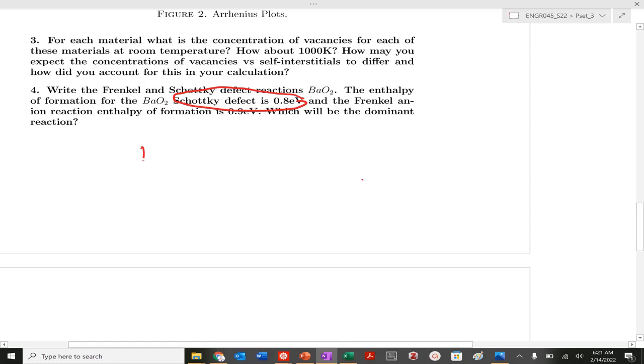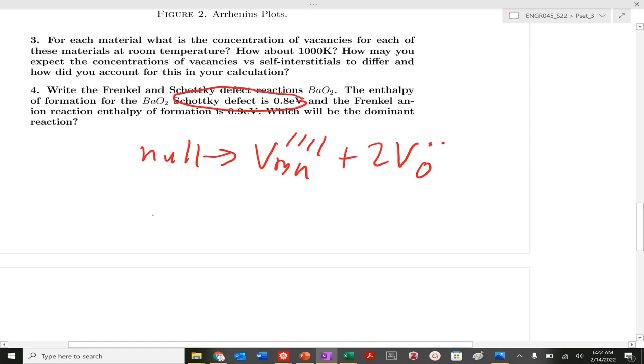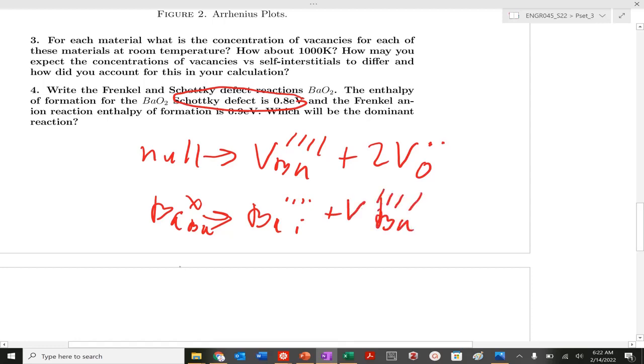For my Schottky, it's going to be null goes to vacancy of Ba, which is 4 minus, plus 2 times vacancy of oxygen. Electroneutral, great. What about my cation? BaX goes to Ba interstitial 4 plus, plus vacancy Ba 4 minus. What about for oxygen? It will be simply oxygen interstitial plus vacancy of oxygen. There we go.